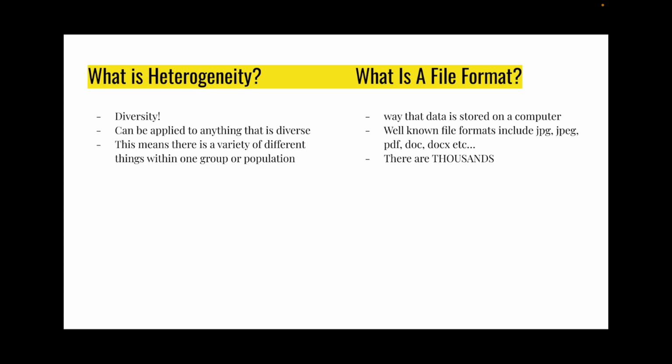A file format is the way that data is stored on a computer. Some well-known file formats include .jpg, .jpeg, .pdf, .doc, .docx, and etc. And there are thousands of file formats out there. These just happen to be some of the most common.